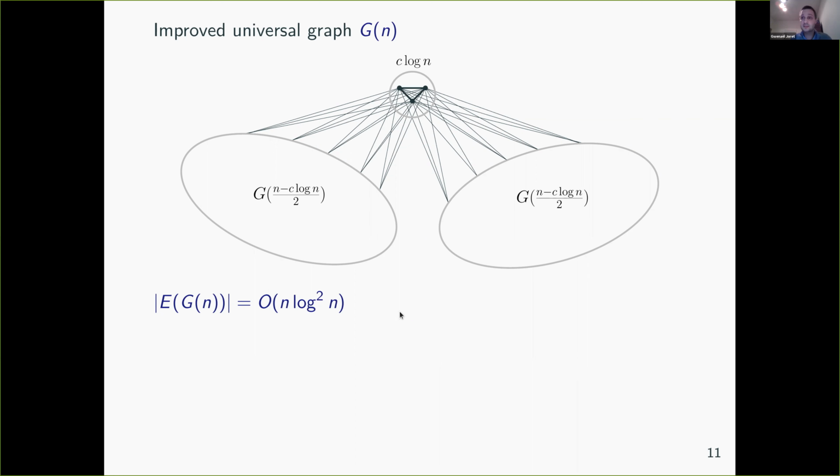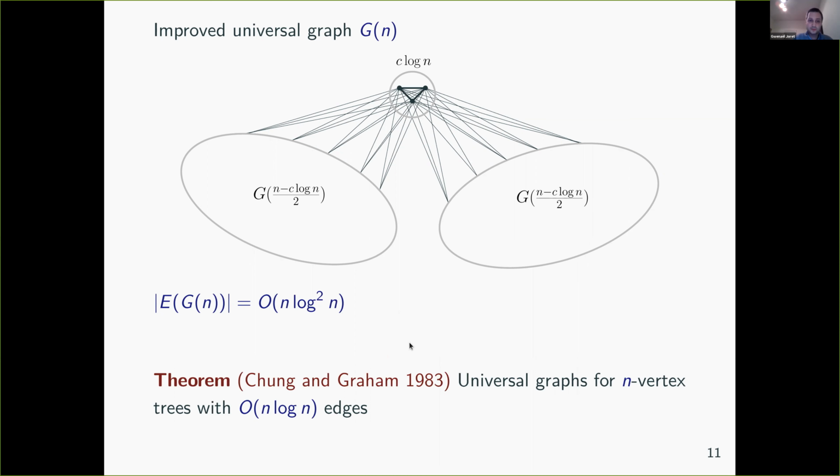Right, so this is an easy construction of a universal graph for n-vertex trees with n log squared n edges, and this is almost optimal. You can do a little bit better. Chung and Graham proved that you can do n log n, and that's best possible. So there is a way to shave off one log n factor, but the construction is more complicated.